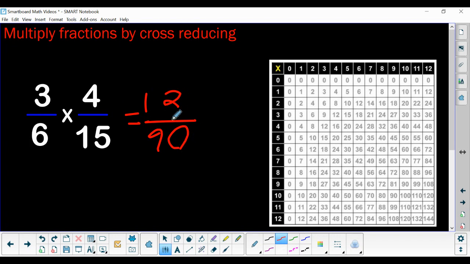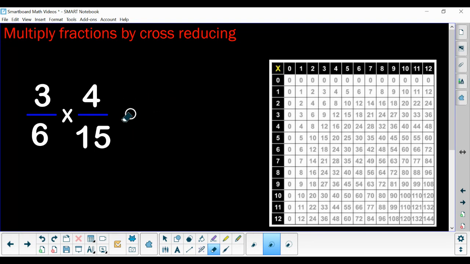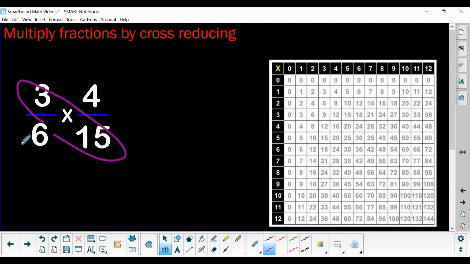But you're going to find out if you use this fraction, you're going to have to be reducing a lot because these numbers are big. Remember, reduce means you have to divide both the top and the bottom by the same factor or same number. To avoid going through all the trouble, I'm going to see if there's a shortcut. And the shortcut is cross-reducing. You look at your numbers diagonally, like so. Let's start off with 3 and 15.